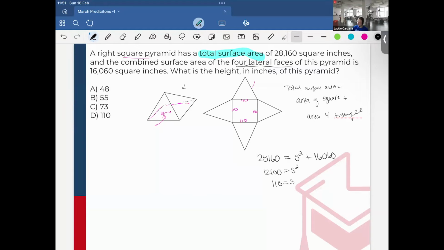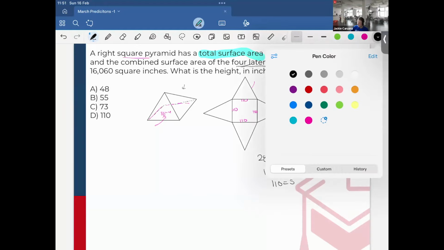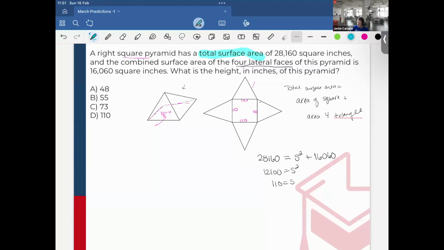If I want to get the height, imagine here, this would be the height, but it would come out from the middle. And then we have this, which is different. This would be called the slant height. The slant height would be the height of the individual triangles. So like here.